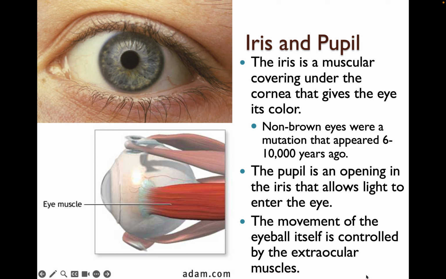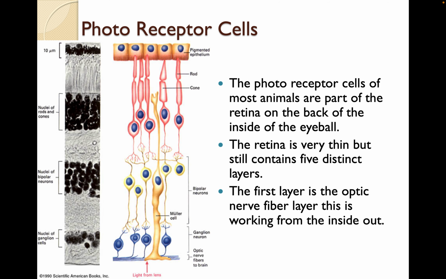The pupil is an opening in the iris that allows light to enter the eye. The movement of the eyeball itself is controlled by the extraocular muscles. And of course, this is a gray eye. The photoreceptor cells of most animals are part of the retina on the back of the inside of the eyeball. The retina is very thin, but still contains 5 distinct layers.